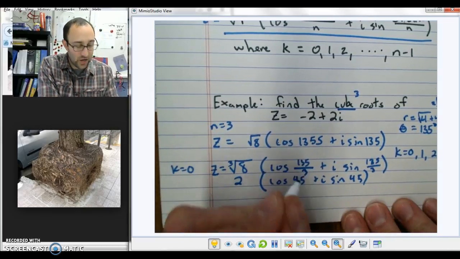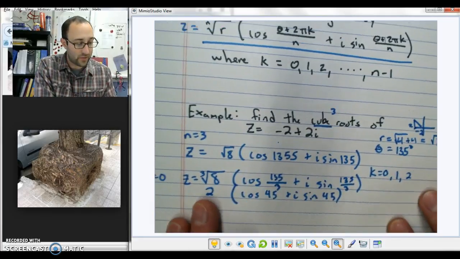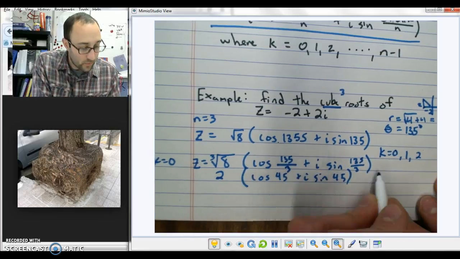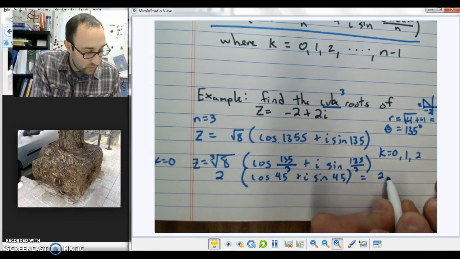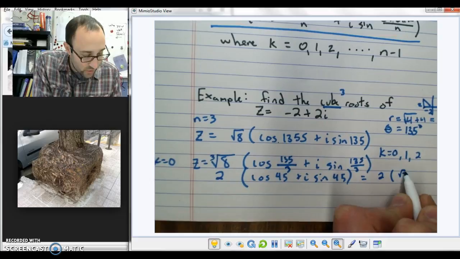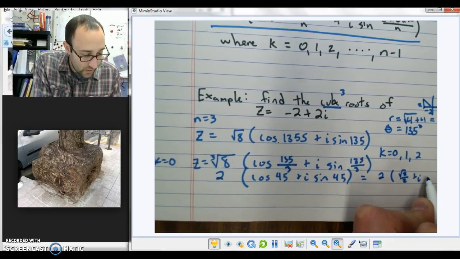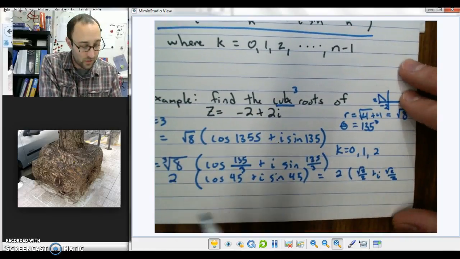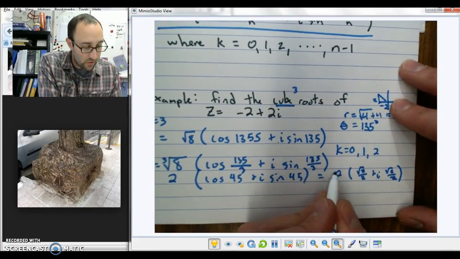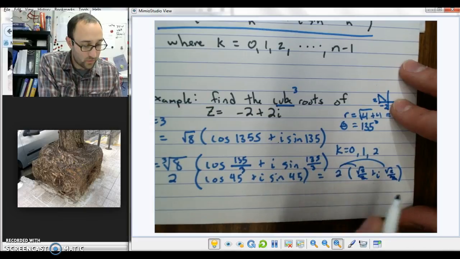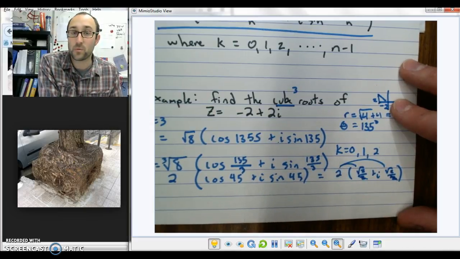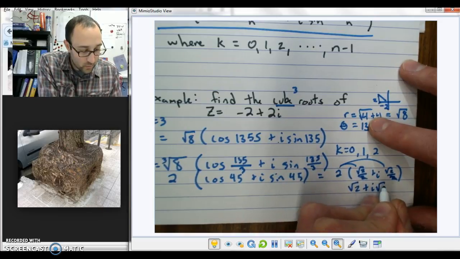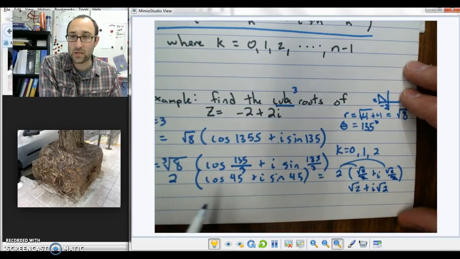Okay, so it's going to be 2 times all that stuff. So if I want to rewrite that, cosine of 45 and sine of 45 is square root 2 over 2. So it would be 2 times square root 2 over 2 plus I square root 2 over 2. Almost running out of room. There we go. And then if I want to get my answer, multiply both of these by the square root of 2, or multiply by 2 and then the divide by 2's would cancel out. You're left with square root of 2 plus I square root of 2. So that would be when k is 0.